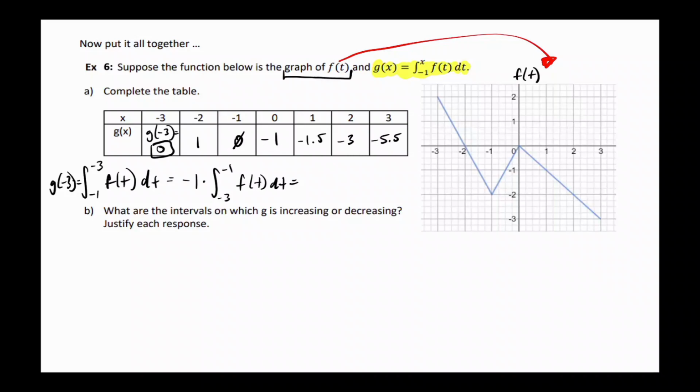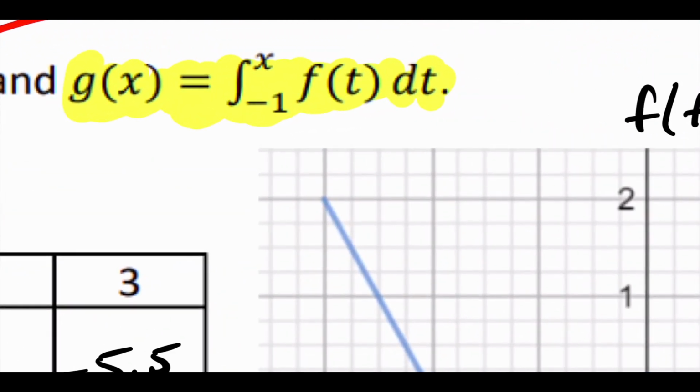All right, so yesterday we filled out the table, right? The table represented G, okay? And what does G represent? G represents that guy right there, right? It represents the integral from -1 to x of f of t.